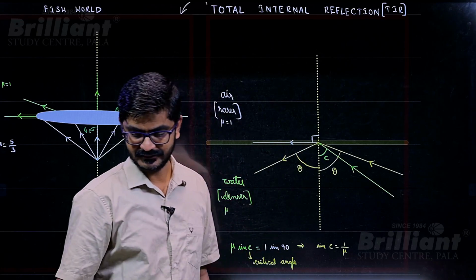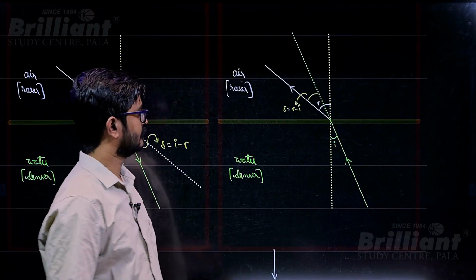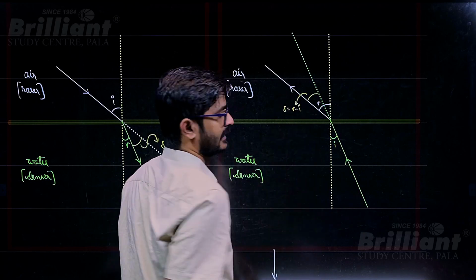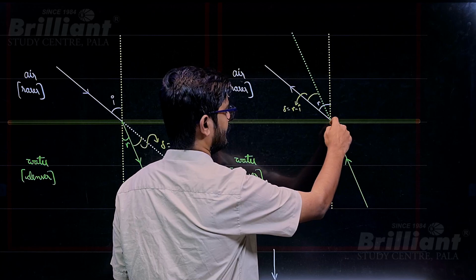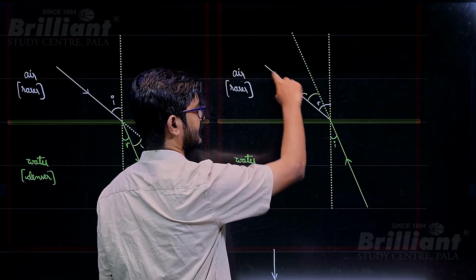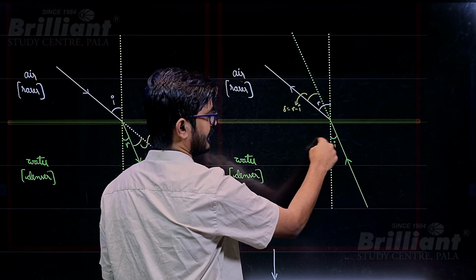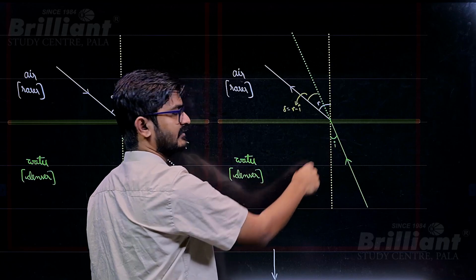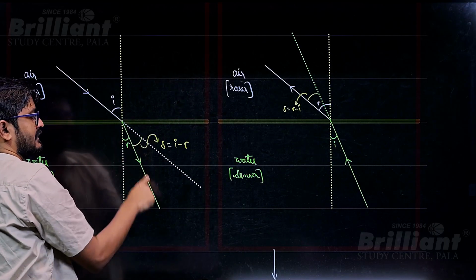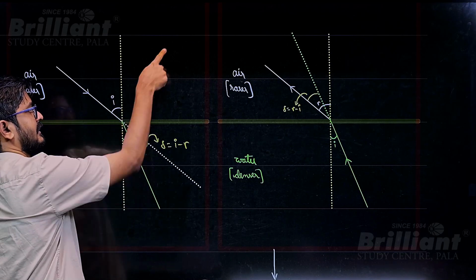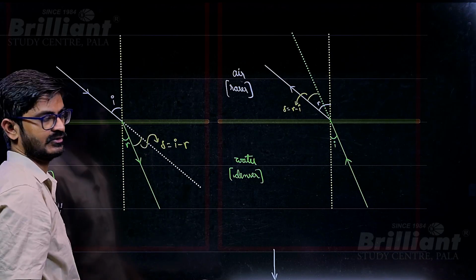Now notice this carefully. Till now, we were talking about only the refracted ray, but understand one thing, there will always be reflection. So here this ray will be partially reflected and partially refracted. That reflection will be at the same angle. If this angle of incidence is i, angle of reflection will be i. Here also, this ray is partially refracted and partially reflected. This reflected ray will be at an angle i with the normal.